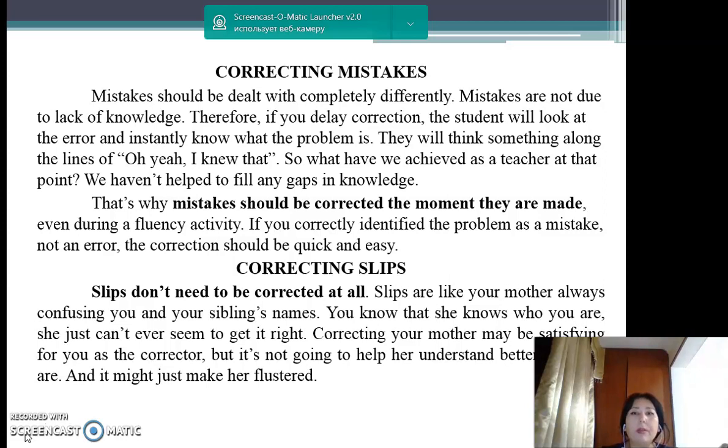Let's talk about correcting slips. Slips don't need to be corrected at all. Slips are like your mother always confusing your name or your sibling's name. You know that she knows who you are. She just can't seem to get it right. Correcting your mother may be satisfying for you as a corrector, but it's not going to help you understand better who you are, and it might just make her flustered.